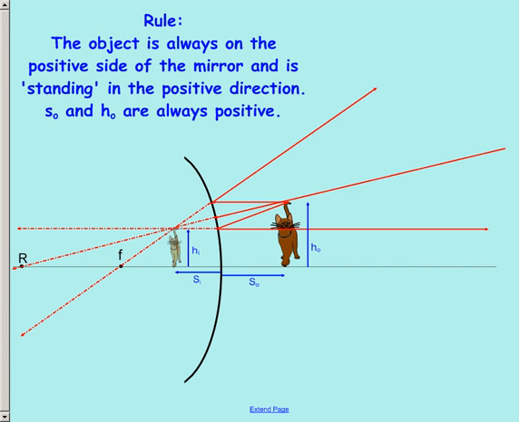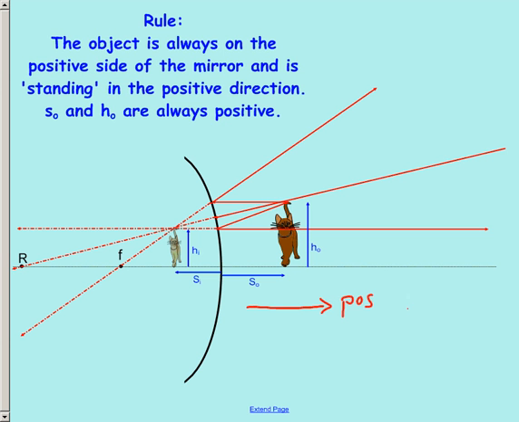One little rule about this. The object is always on the positive side of the mirror. Notice in this example, S_I and S_O are in different directions. So as always, we are going to have a positive and a negative. For us, right here, that direction is going to be positive because that's where the object is. Also, the object is always standing in the positive direction.